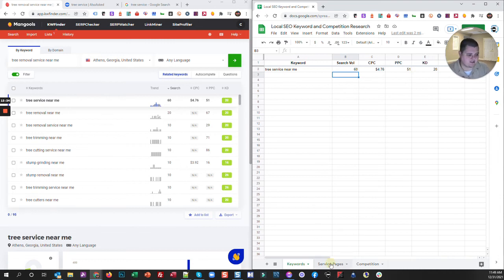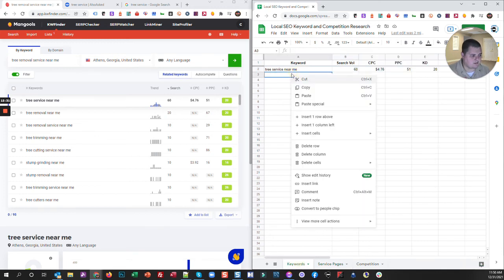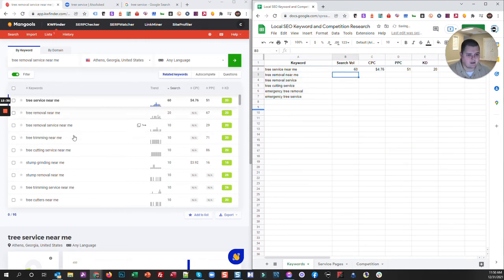So we've got tree service near me. I can actually take these, bring them over here, paste them transposed. And so now tree removal service near me is a 10. We'll skip that, a 29, and a 20. Okay. And then tree removal service.